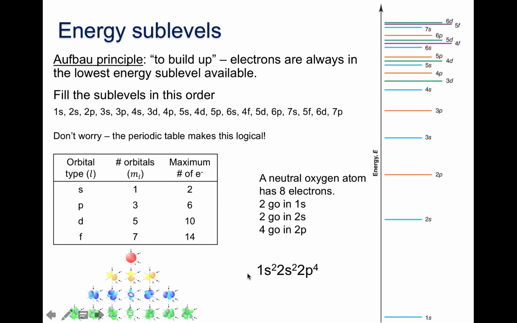And the way we represent that electron distribution, or one way, is with an electron configuration shown here. We would say 1s2, 2s2, 2p4, indicating that in the 1s sublevel, which is spherically shaped, there are 2 electrons. In the 2s sublevel, remember this one is on the second energy level, it is also spherically shaped, there are 2 electrons. And then in the 2p sublevel, there are 4 electrons.